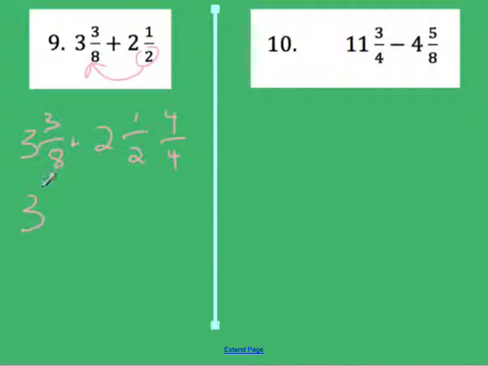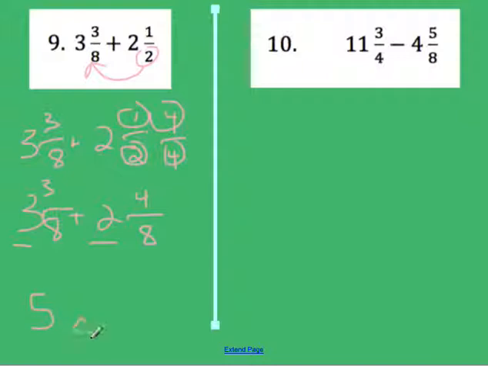So 3 and 3/8 is going to stay the same. And then 1 times 4 is 4. 2 times 4 is 8. Okay? So then we can go ahead and add these up. I can add the whole numbers with the whole numbers, so the big numbers out front I can add together to get 5. Now, since both of these now have a common denominator of 8, I can add the 3 and the 4 to get 7. And that can't be simplified anymore, so 5 and 7/8 is our final answer.